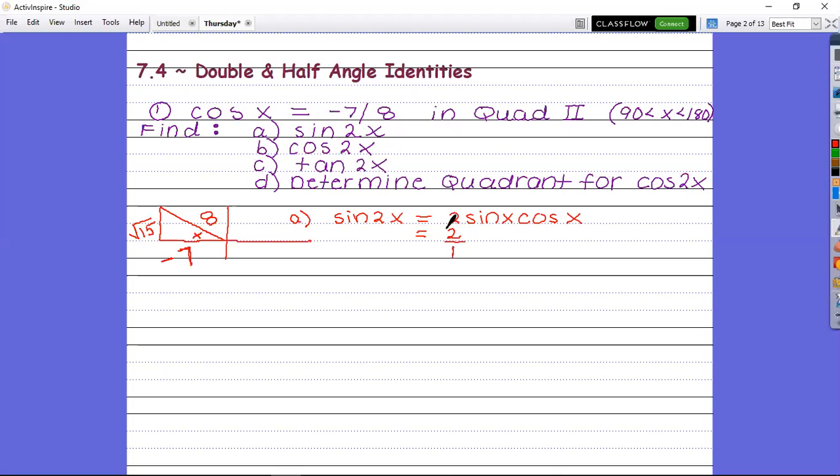And then I'm going to go to my picture and I'm going to pull off the sine value and the cosine value. So the sine of x comes right from my diagram. Sine is opposite over hypotenuse. So this would be the square root of 15 over the hypotenuse, which is 8. Now I'm going to do cosine of x. So cosine is adjacent over hypotenuse.